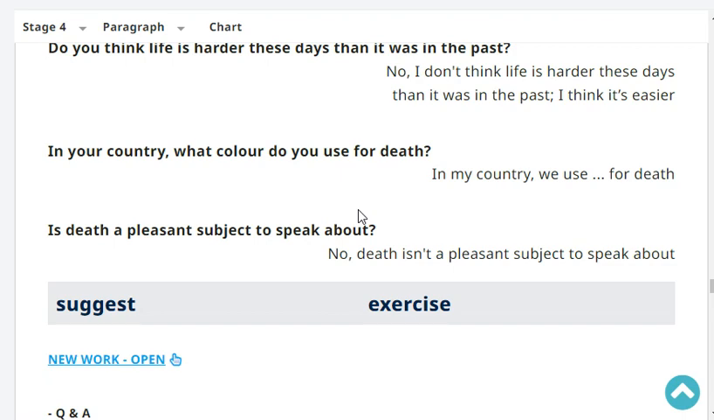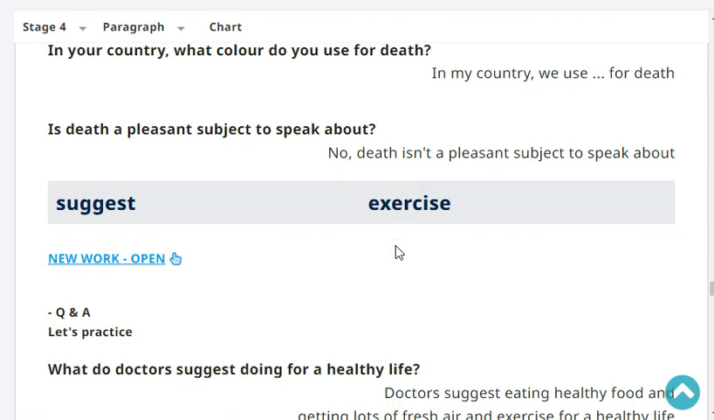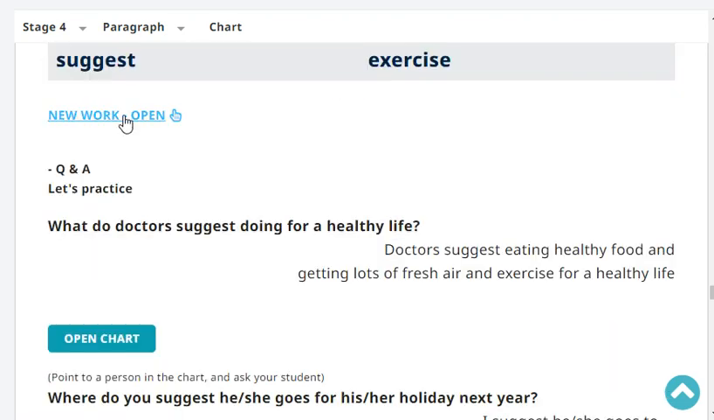Is death a pleasant subject to speak about? No, death isn't a pleasant subject to speak about. Very good. And that's the end of our revision.